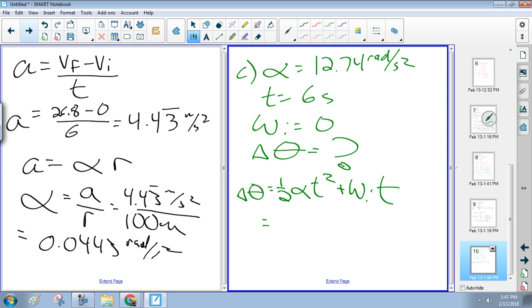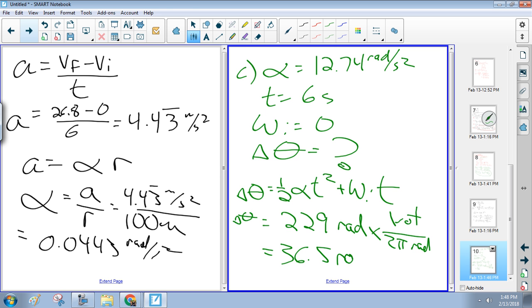So if you do that, let's figure out what it gives you. 12.74 times 0.5 times 36 plus 0. So that gives you 229 radians, right? Because this was in radians. So to find the number of rotations, now we convert. 2 pi radians is 1 rotation. And so that'll give you your answer. So divided by 2 pi. So you get 36.5 rotations.